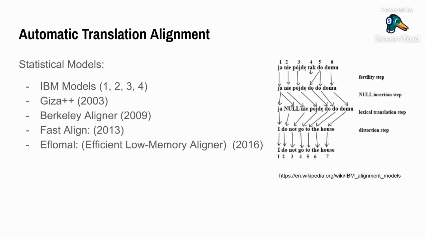The input of this software is parallel sentences. So we need a huge parallel corpus to get good alignments. We also have the Berkeley aligner from 2009. The more recent aligner, fast align, which also uses IBM models, creates better results than Giza++ on historical languages. But that also depends on the size of the parallel corpora and the type of text genre. Also, the efficient low-memory aligner created in 2016 is also a kind of statistical model and also produces good results.